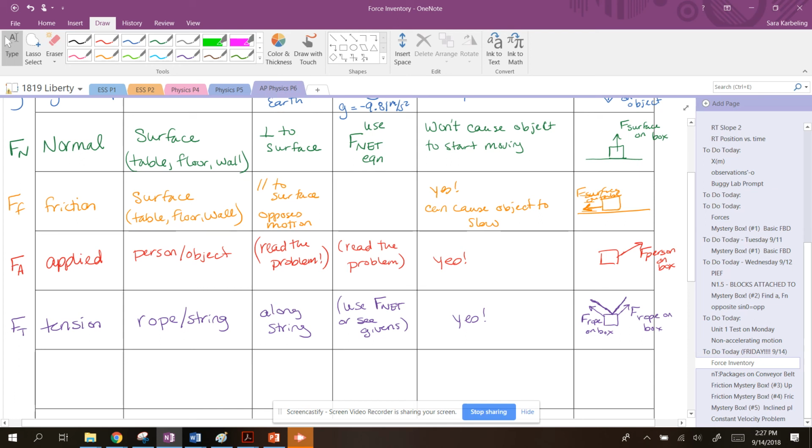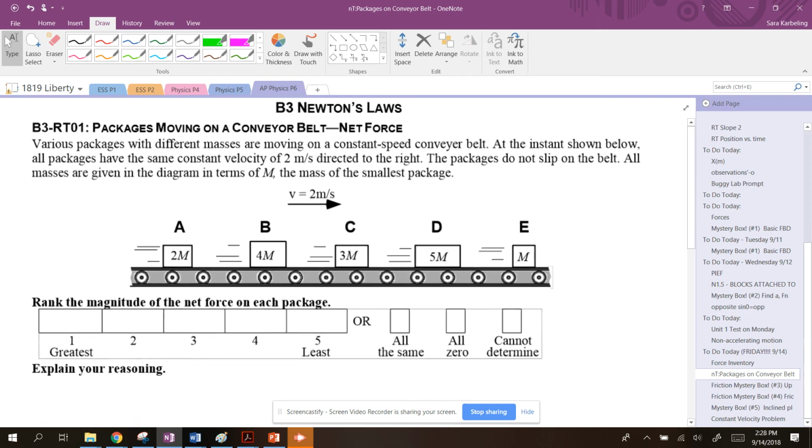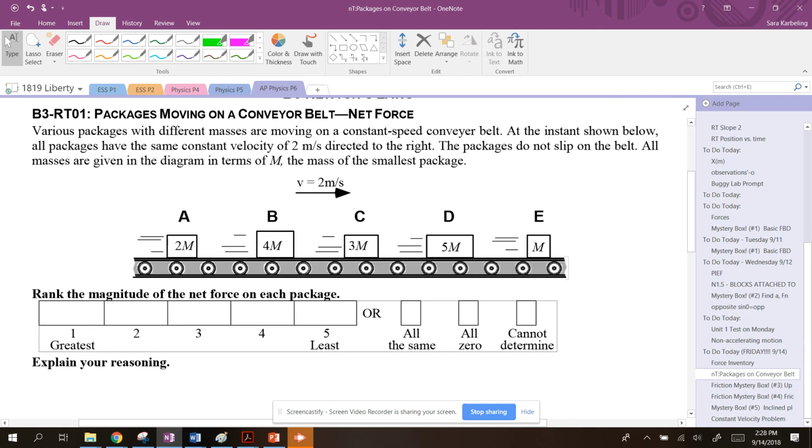All right, ladies and gentlemen, I want to do this question real quick. A quick ranking task for you. I've got packages with different masses moving on a constant speed conveyor belt. So think maybe like an airport with your luggage coming back, or other conveyor belts you've seen. That's just the one that pops in my brain. At the instant shown, all the packages have the same constant velocity of 2 meters per second directed to the right. The packages do not slip on the belt. All the masses given in the diagram are in terms of m, the mass of the smallest package. Rank the magnitude of the net force on each package.